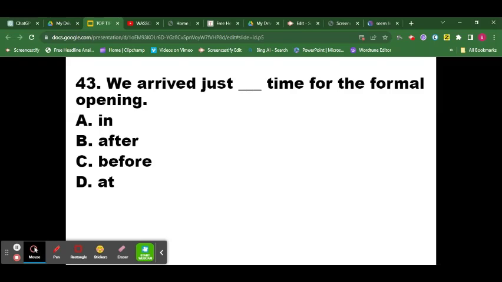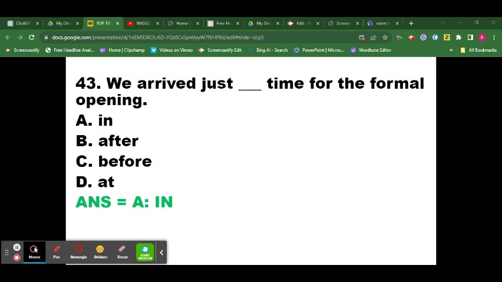Of course, even with the rule of intuition, you will understand that in is the correct option. But the grammatical explanation is as follows. We are dealing with prepositions of time here. And so in time, the preposition in is the appropriate one. And this means before it is too late. We arrived just in time for the formal opening. This means we arrived just before it was too late for the formal opening.